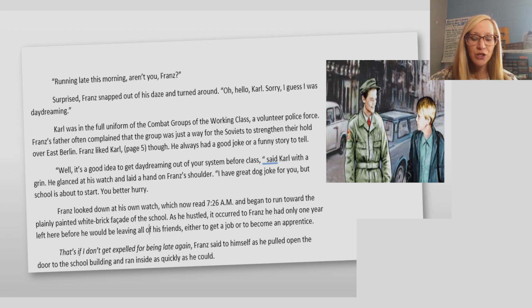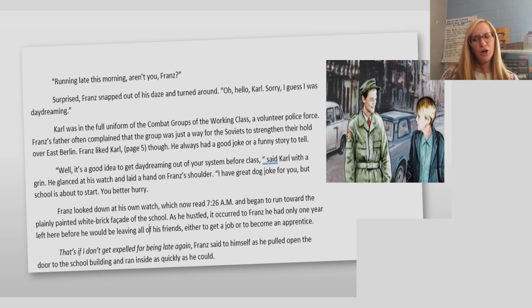As he hustled, it occurred to Franz he had only had 1 year left here before he would be leaving all of his friends, either to get a job or to become an apprentice. That's if I don't get expelled for being late again, Franz said to himself as he pulled open the door to the school building and ran inside as quickly as he could.